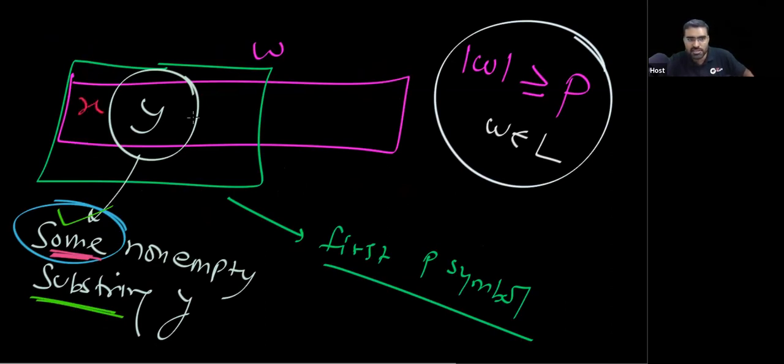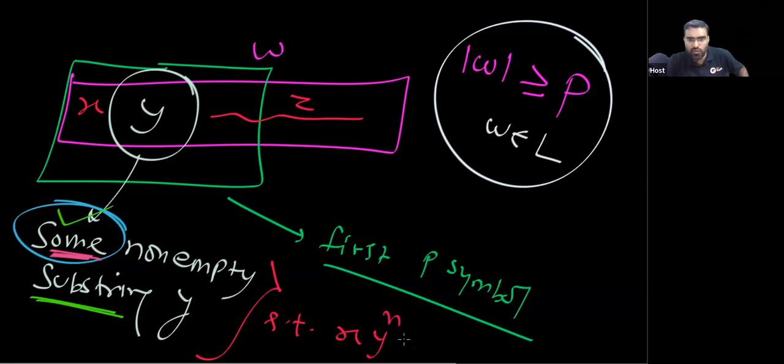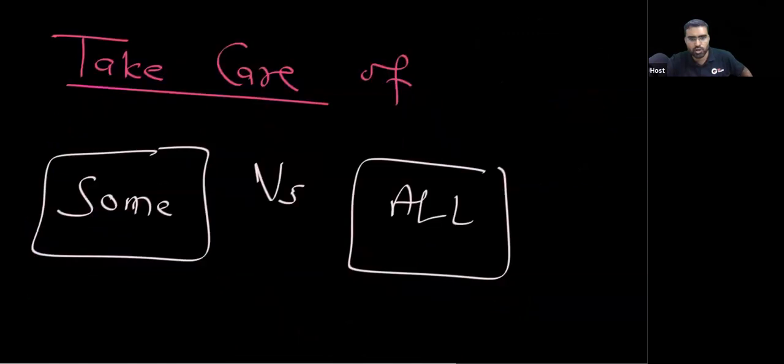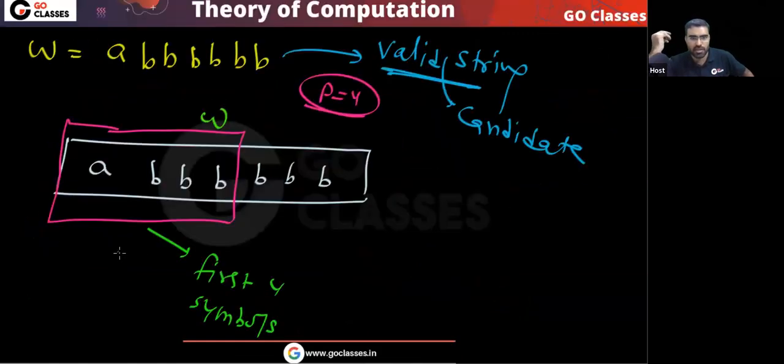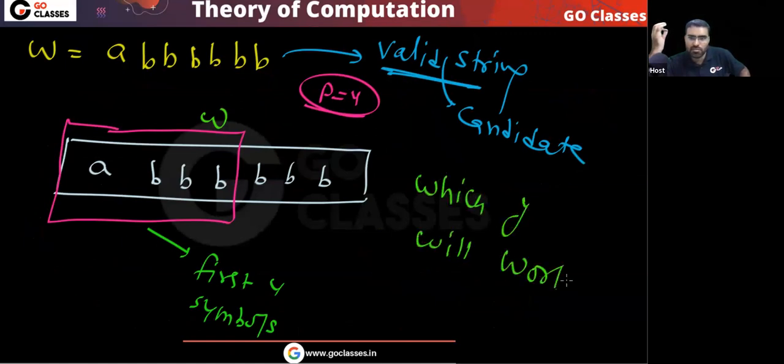Let's call this X and this Z, such that this Y you can repeat any number of times, and the resulting string belongs to L. Remember this point: if this Y does not work, then we will check some other Y. So give me a suggestion, which Y will work?